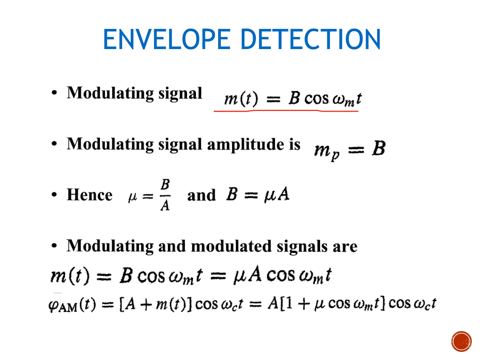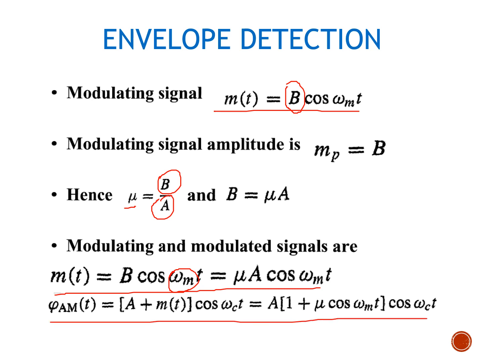So we have a signal m(t). This is the modulating signal. The modulating signal amplitude in this case is B. So the modulation index is this B divided by A, the amplitude that we add to the signal. And so the modulating and modulated signals are shown here. This is m(t), which is B cos omega m t. Remember this is omega m, the frequency of the message signal, not the carrier signal. So after AM has been implemented, this is the time domain representation of a full AM signal.